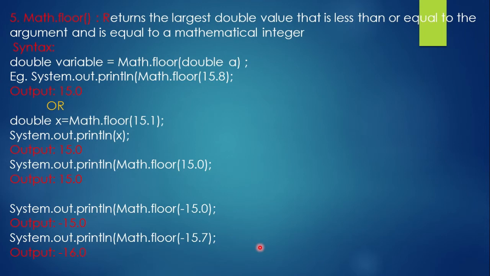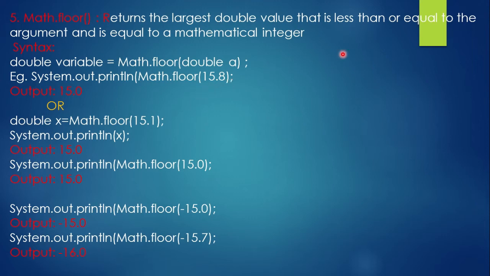Now we are going to discuss the next function, that is math.floor. It returns the largest double value that is less than or equal to. See this, less than or equal to. Now see the syntax: double variable is equal to math.floor(double a). Now see the example, System.out.println(math.floor(15.8)). Floor. Where is the floor? Down. Remember that. Ceiling is up. Floor is down. Only you have to remember this.